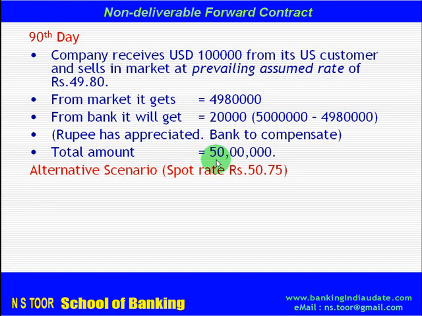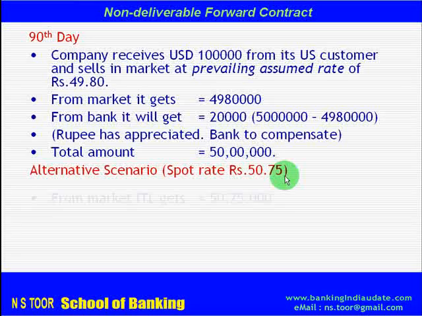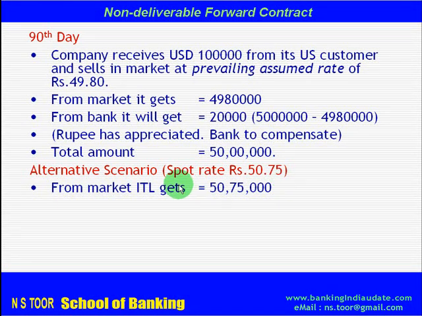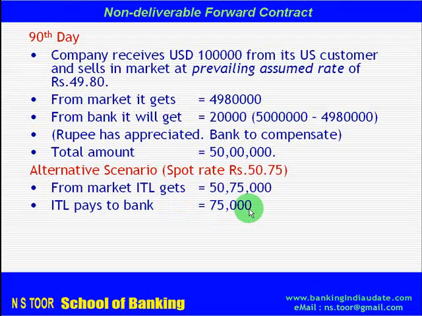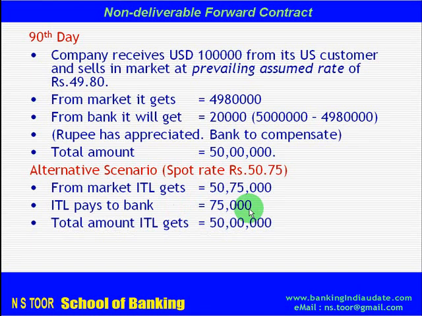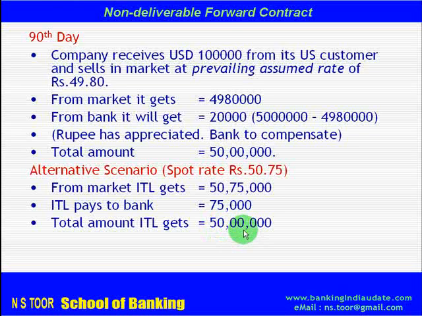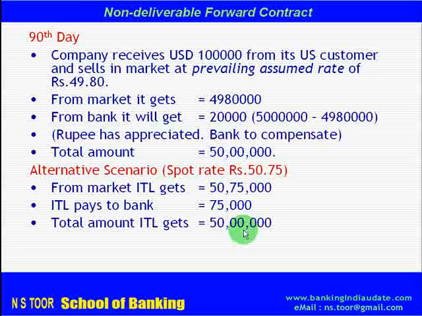Now let us see an alternative scenario. If the spot rate on the 90th day is 50 rupees 75 paisa, in this case the company gets rupees 50 lakh 75,000 from the market by sale of this currency. It will pay 75,000 to the bank, and the total amount it receives is 50 lakh. So in both situations, the total amount it gets is 50 lakh rupees.